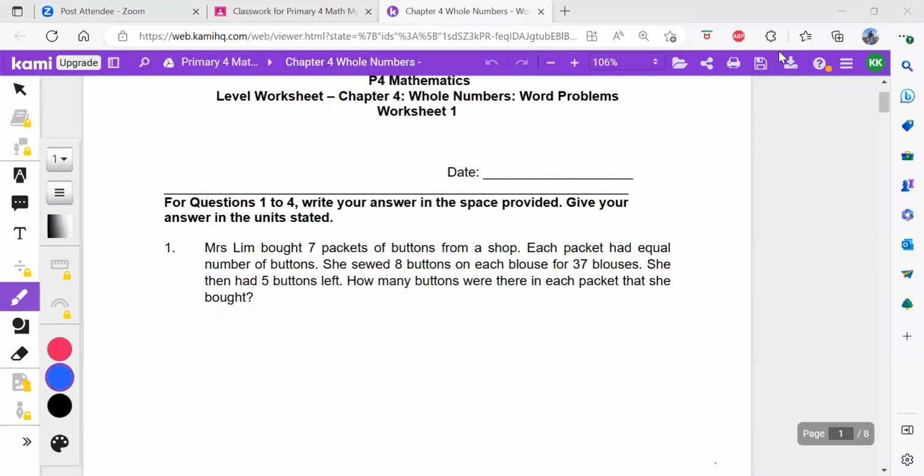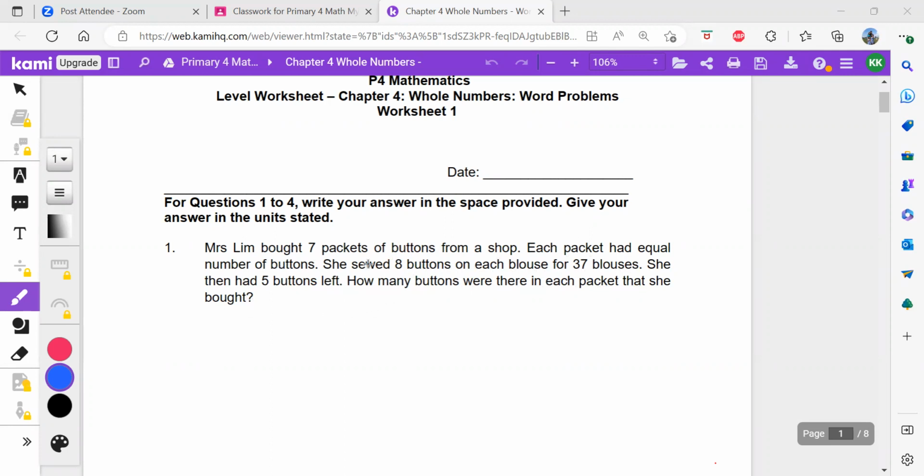Hello everyone. Alright, so I'm going to go through this level worksheet chapter 4 on whole numbers word problems. Let's take a look. Mrs. Lim bought 7 packets of buttons from a shop, and each packet had equal number of buttons. She sewed 8 buttons on each blouse for 37 blouses, and she then had 5 buttons left. How many buttons were there in each packet that she bought?